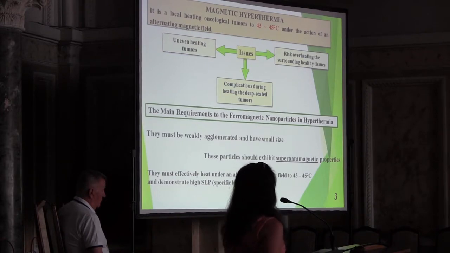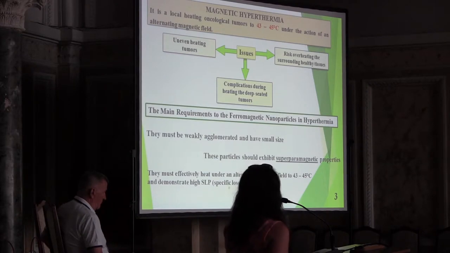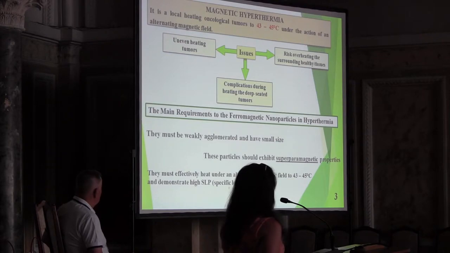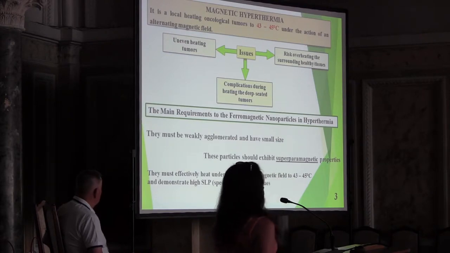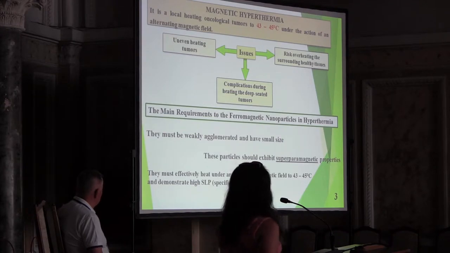Such particles should exhibit superparamagnetic properties to prevent the agglomeration in the absence of a magnetic field, and the most important, such particles must effectively heat under an alternating magnetic field to the temperatures necessary for hyperthermia treatment, and they should demonstrate high specific loss power values. I'd like to emphasize that the heating temperature must be controlled very exactly.